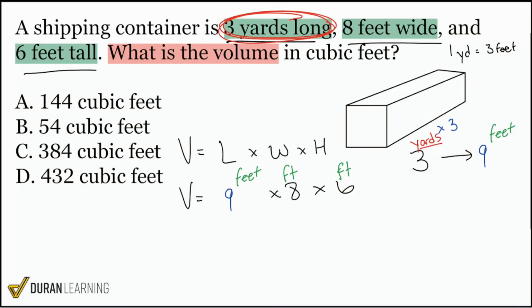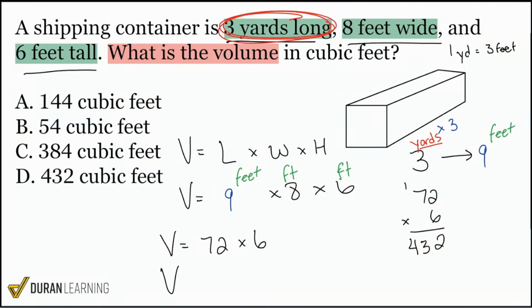Now we're good because I know that now I'll get cubic feet, because feet times feet times feet is what will give me cubic feet. So I should feel pretty good about that. Let's go ahead and get it done. 9 multiplied by 8, that's going to give us 72. And then we have 72 multiplied by 6. So let's go ahead and do this here on the side. 72 multiplied by 6. 2 times 6 is 12, carry the 1. 7 times 6 is 42, carry the 1 is 43.